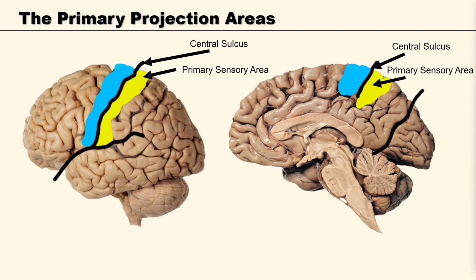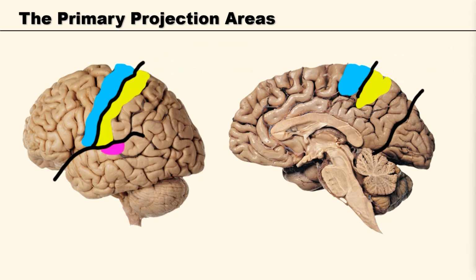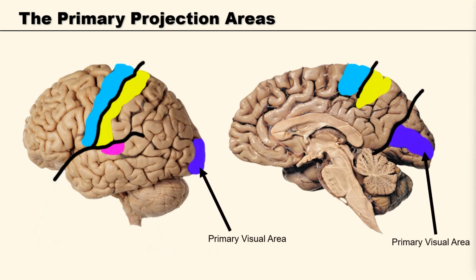Just below the lateral fissure, the primary auditory area sits. It is located on the transverse temporal region of the gyrus known as Heschl's gyrus, whilst the occipital pole and the area around the calcarine sulcus is known as the striate cortex. This is where the primary visual cortex is located.